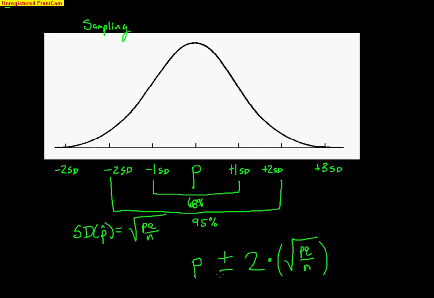So 95% of our samples, 95 out of those 100 samples, will have a sample proportion that's within that range. But like I said, the problem is, what if we don't know what this P is? What if we don't even know what the proportion is to begin with?